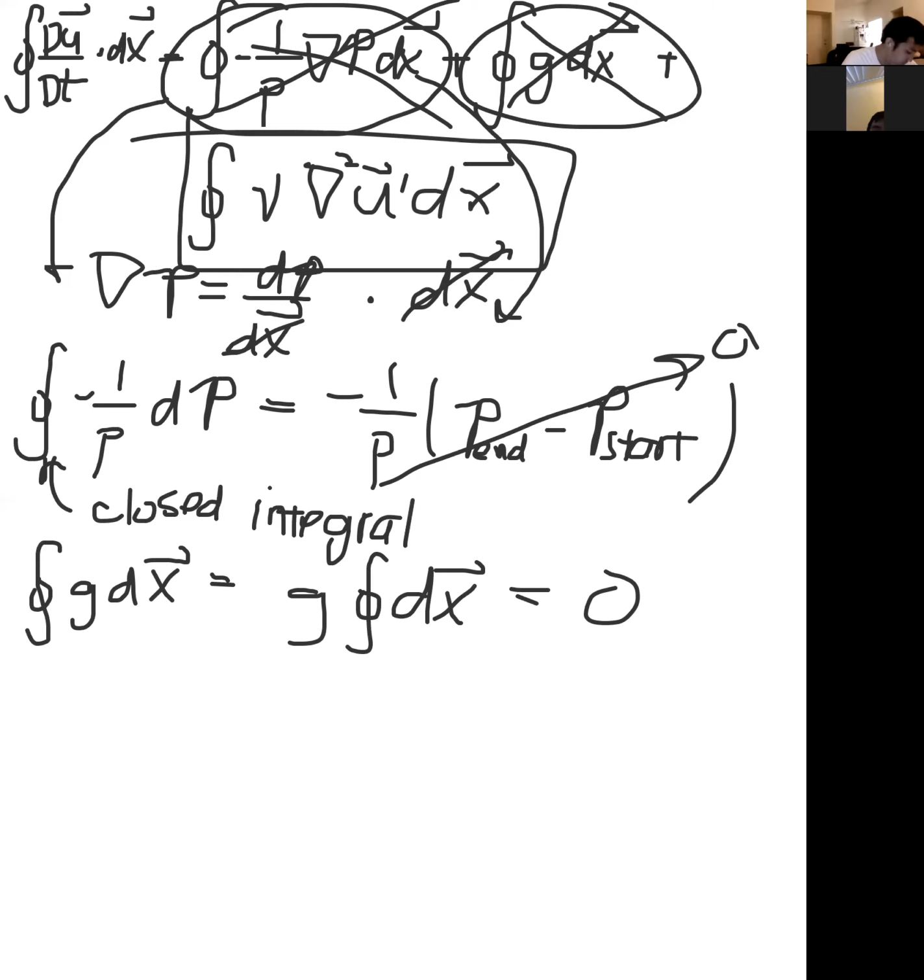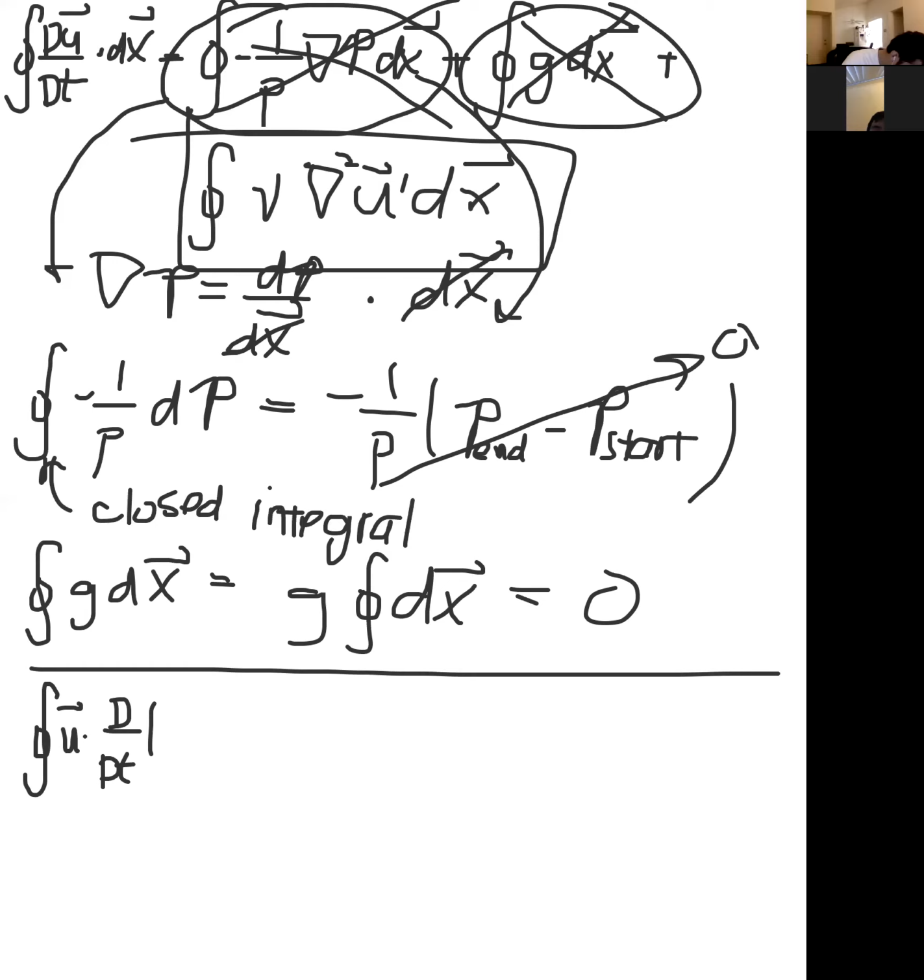So then the next integral is this guy. We have the line integral of u dotted with d/dt of dx. This is the second integral that came out of taking the material derivative of circulation. We have the material derivative of dx here, where dx, remember, is a position vector. The derivative of position is always just going to be velocity. So this is going to be the integral of u du.